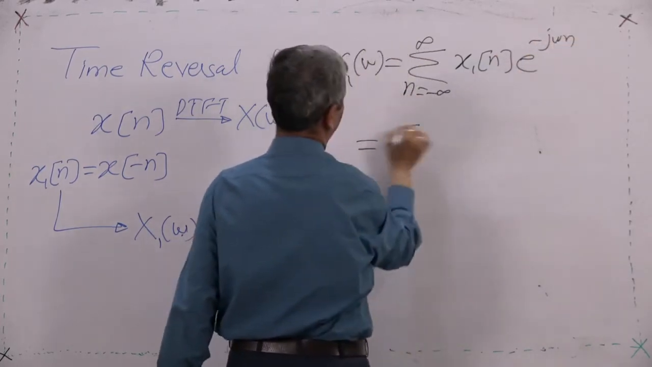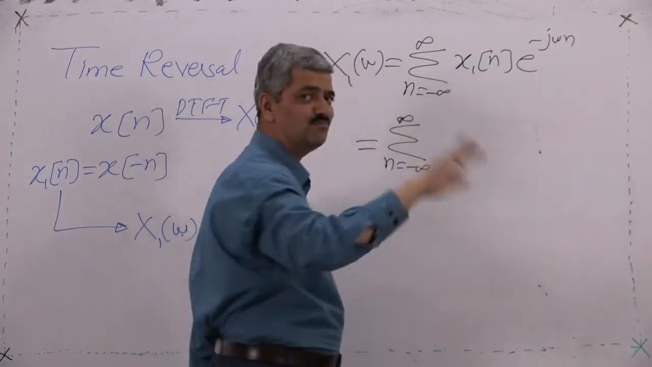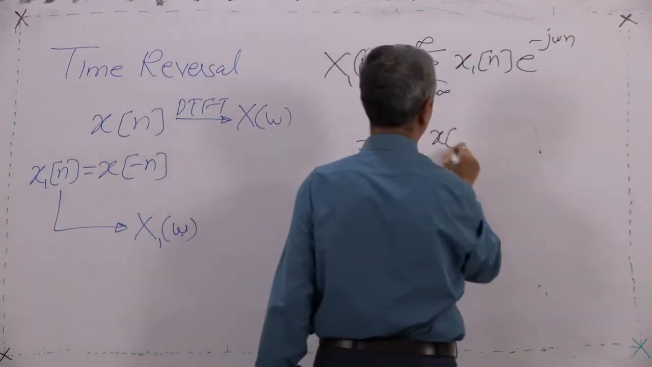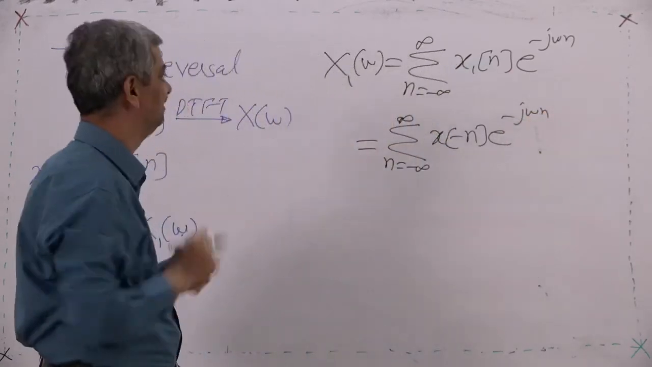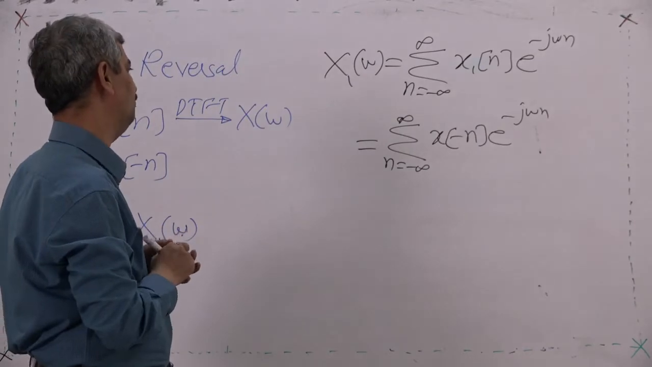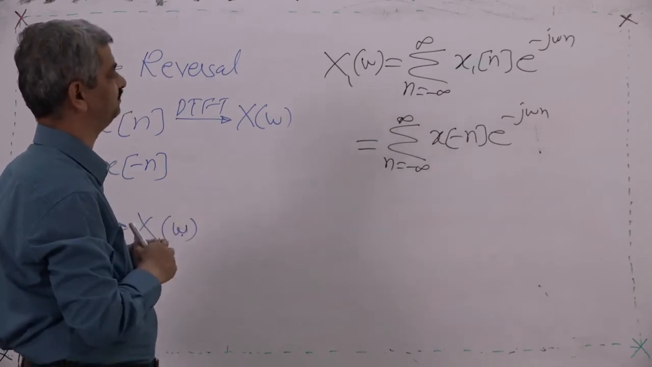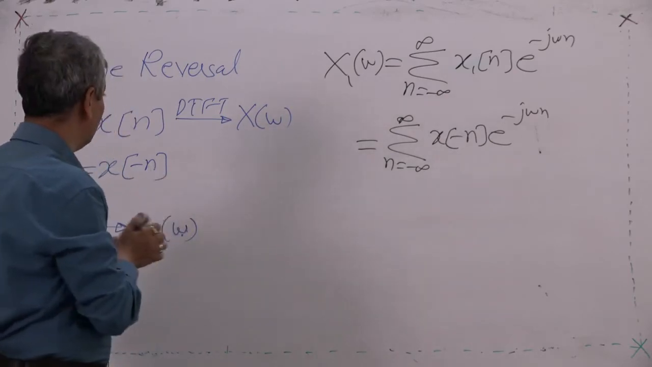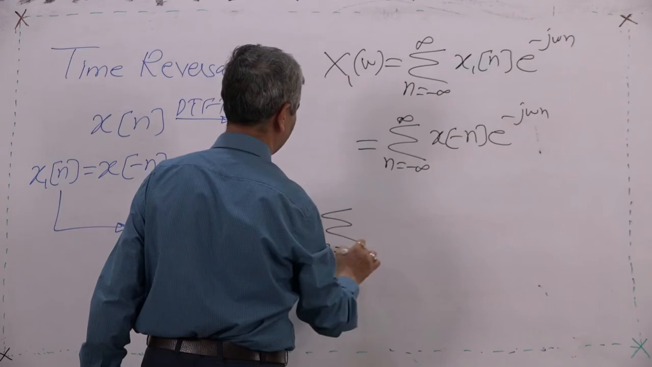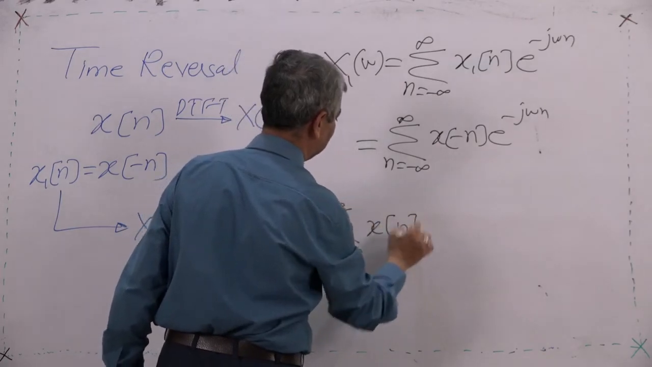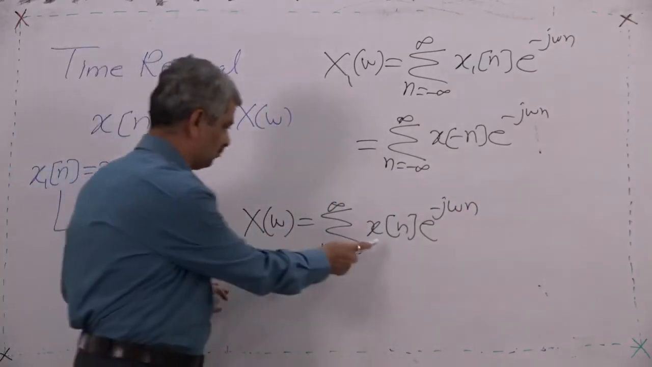So, that is equal to the summation from n equal to minus infinity to infinity. What is x1[n]? We know x1[n] is equal to x[-n], time reversed. So, x[-n] e raised to minus j omega n. What is this? We get somewhat confused. How do we deal with it? What is X(omega)? X(omega) is the summation from n equal to minus infinity to infinity of x[n] e raised to minus j omega n. So, this is X(omega).